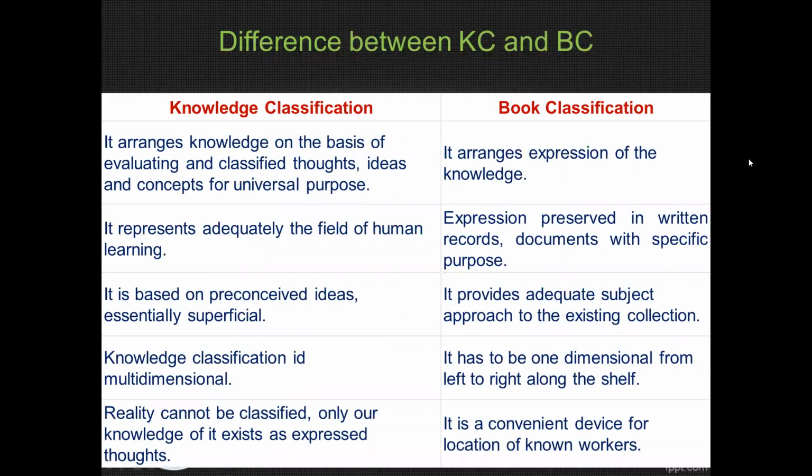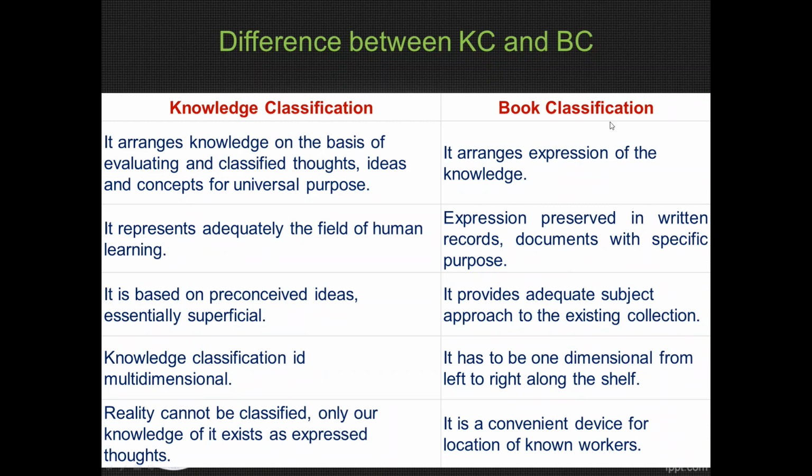Let us see the difference between knowledge classification and book classification. Knowledge classification arranges knowledge on the basis of evaluating and classifying thoughts, ideas and concepts for a universal purpose. So whatever new knowledge is developed, based on evaluating and classifying thoughts, ideas or concepts, that particular knowledge will go into the knowledge classification.